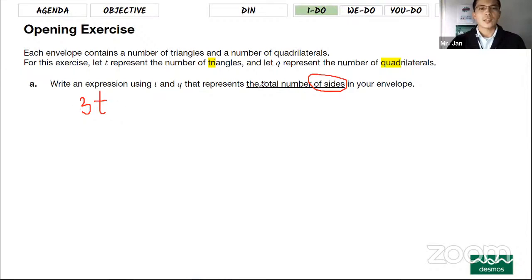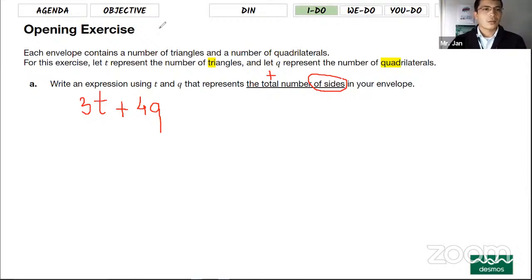And the second thing is the total number of T and Q. So how many sides does a quadrilateral have? 4, yes, because quadrilateral means a 4-sided figure, right? So I'm going to put the Q, and because each quadrilateral has 4 sides, I'm going to multiply the number of quadrilaterals by 4. Okay, so you already know what total means. Total means you need to add these 2, right? So this is how you can figure out the total number of sides in each envelope.